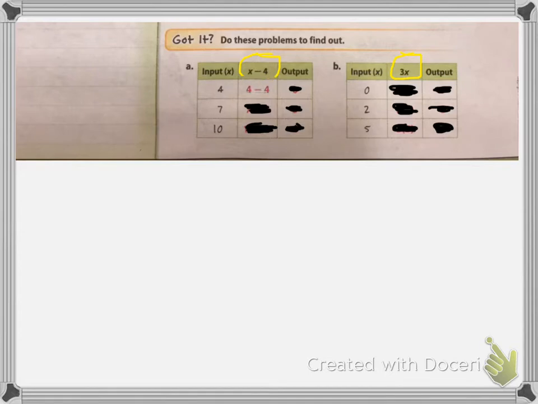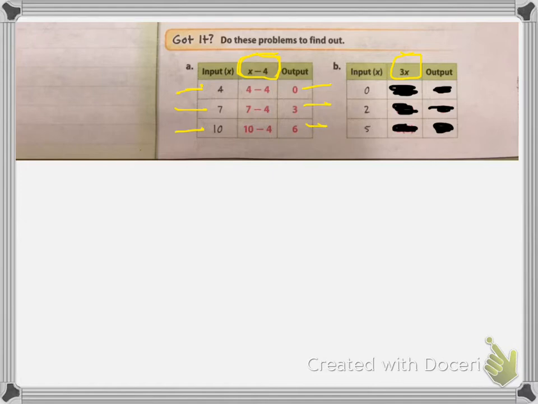So on this first one, you should have 4 minus 4, and then the output would be 0. Now we're going to have the 7 here, because 7 is now x in x minus 4, and that gives us 3. Then here we'll have 10 minus 4, and that will give us 6. So for each one of these, you would say when the input is 4, the output is 0. When the input is 7, the output is 3. When the input is 10, the output is 6.